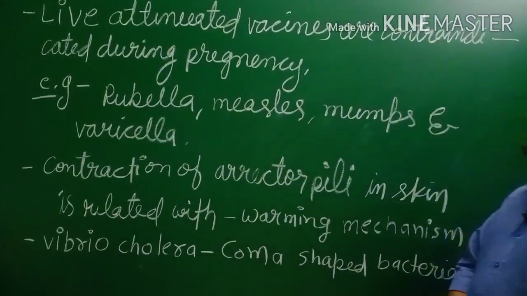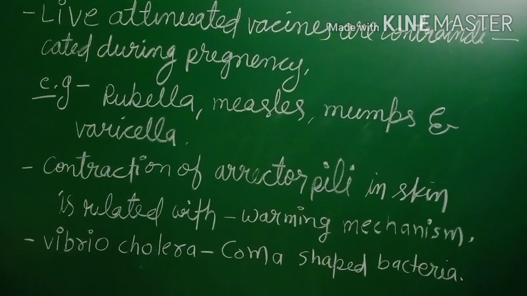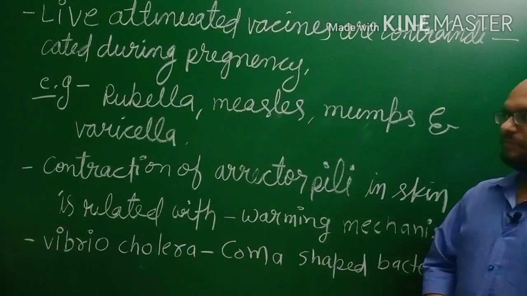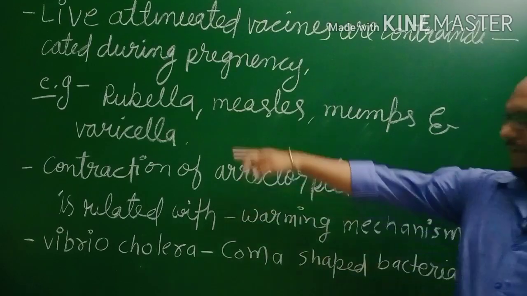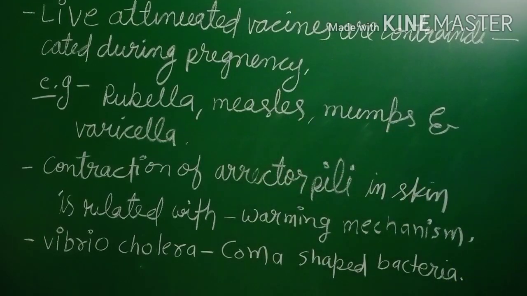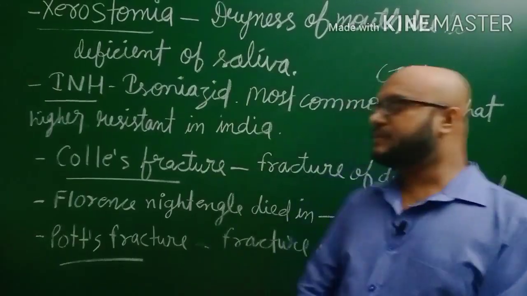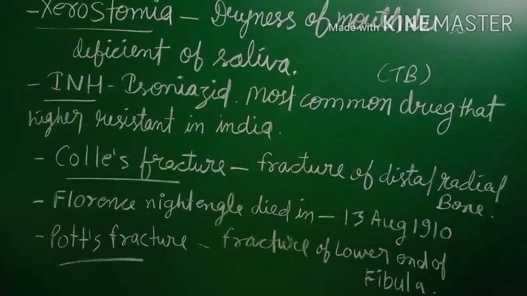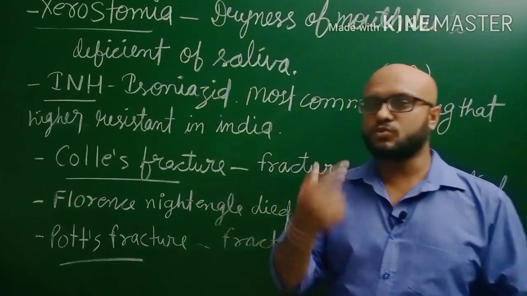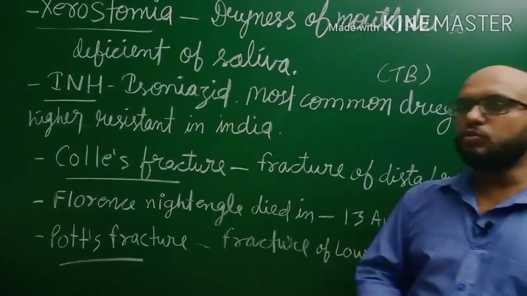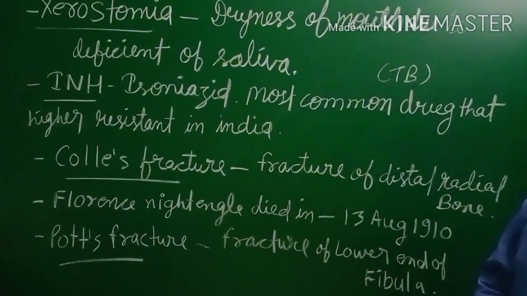Next, live attenuated vaccines are contraindicated during pregnancy. Examples of some live attenuated vaccines are rubella, measles, mumps, and varicella. Next, contraction of erector pili in our skin is related to the warming mechanism. Vibrio cholerae is a comma-shaped bacteria. Next is xerostomia. Xerostomia is dryness of the mouth due to deficient saliva.